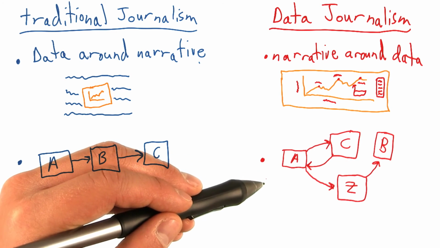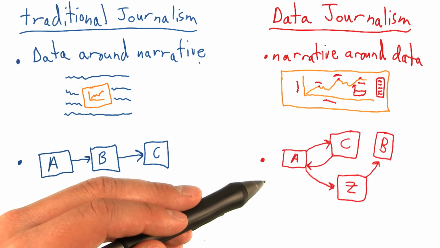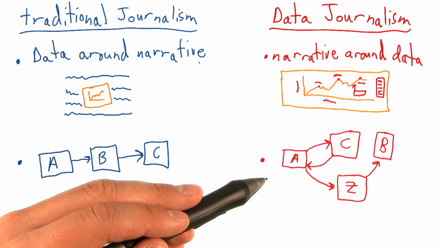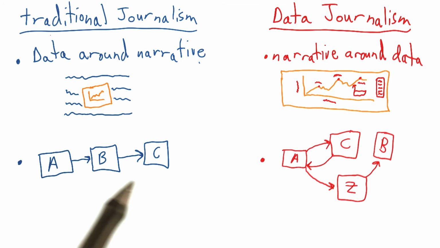In this case, the structure of the story and the narrative that you tell may be different and customized for every reader. Whereas in traditional journalism, you might write a single story with a single linear flow, so no matter who's reading it, the story stays the same.